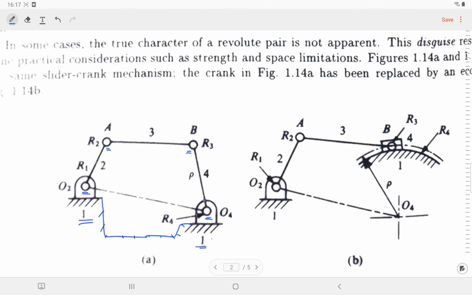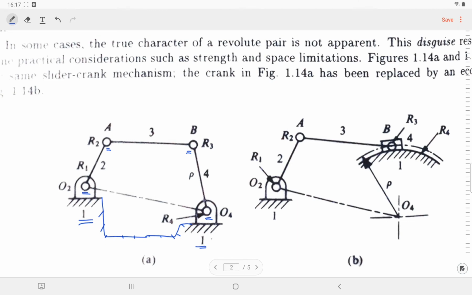And sometimes if we remove one of the revolute pairs and change it to a prismatic pair, then suddenly the problem becomes complicated. So in order to avoid the complication, what we do is we treat the prismatic pair the same as a revolute pair in a limiting case.